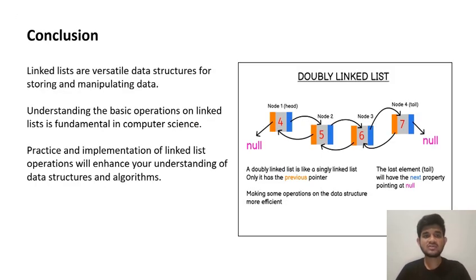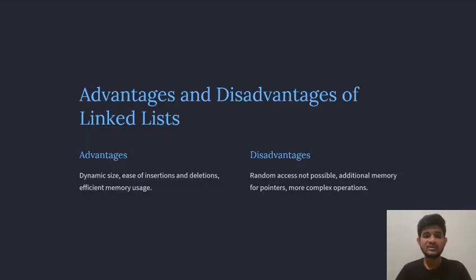Now let us see the conclusion for the operations which we have done on linked lists. Linked lists are versatile data structures for storing and manipulating data. Understanding the basic operations on linked lists is fundamental in computer science. Practice and implementation of linked list operations will enhance your understanding of data structures and algorithms. Now let us see the advantages and disadvantages of linked lists.